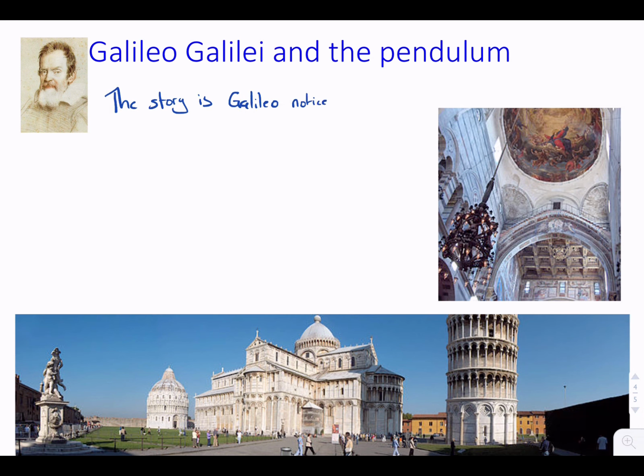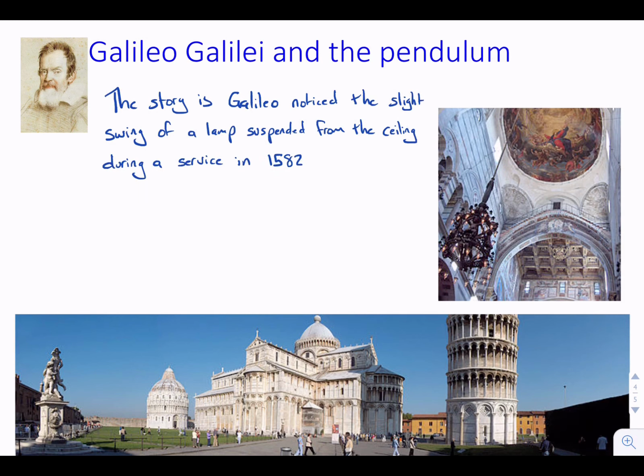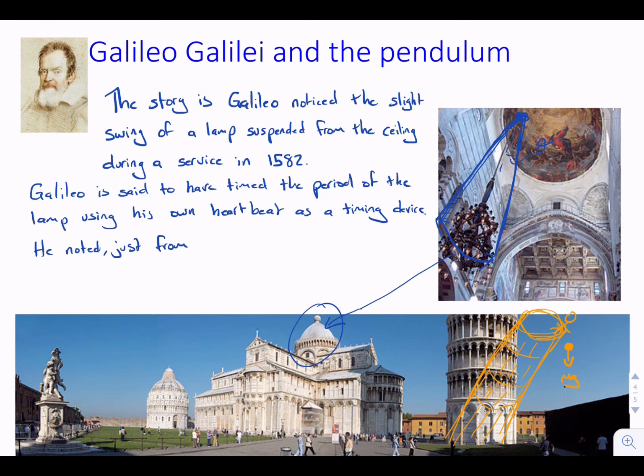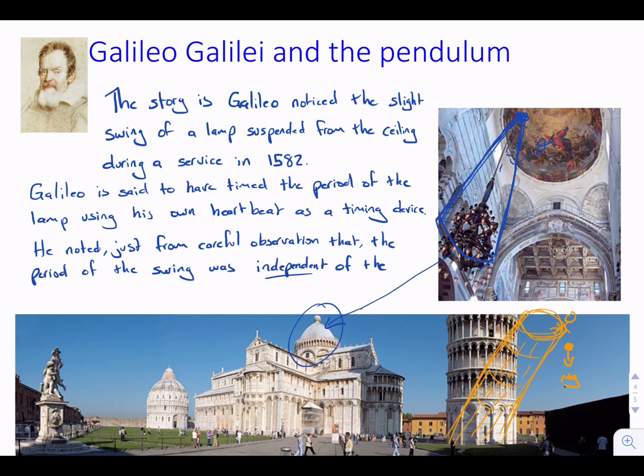The story is that Galileo noticed a slight swing of a lamp suspended from the ceiling of the cathedral during a service in 1582. This is the lamp that's currently hung in the cathedral in Pisa, where Galileo first noticed this phenomenon. It's right next to, of course, the Leaning Tower of Pisa, where he did some other things. Galileo is said to have timed the period of the lamp using his own heartbeat as a timing device. He noted, just from careful observation, that the period of the swing was independent of the arc through which the lamp travelled, and indeed that's just what we've shown.